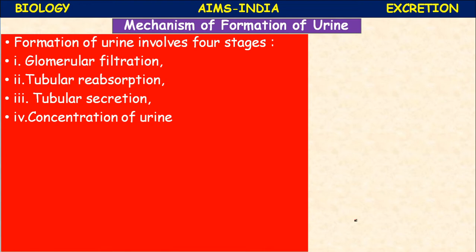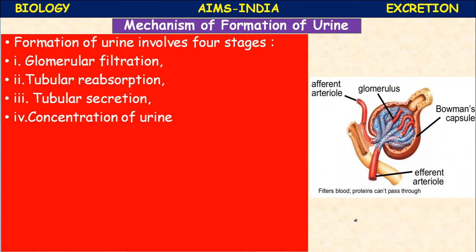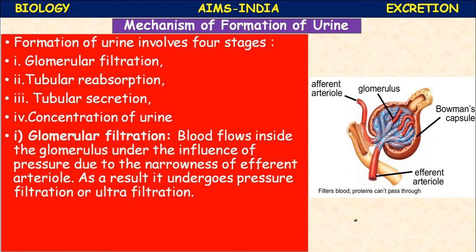What are the four main steps? Once again, glomerular filtration, tubular reabsorption, tubular secretion, and concentration of urine. So first one, glomerular filtration. What happens during glomerular filtration? So actually, what are the two main blood vessels which invade the kidney? Renal artery and renal vein.